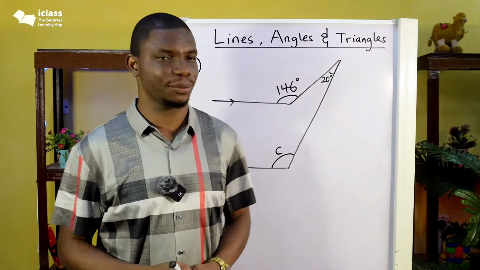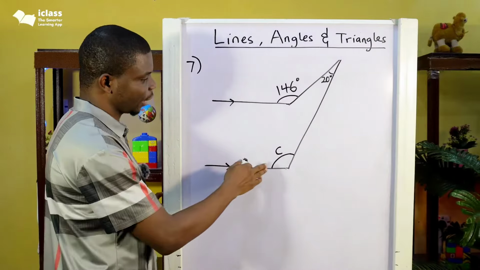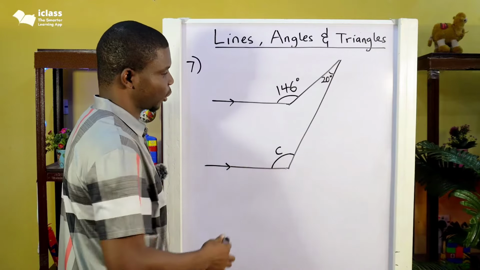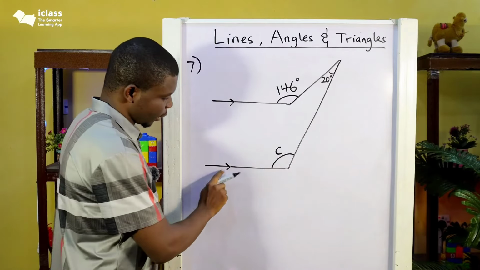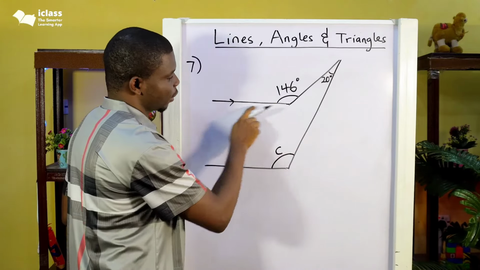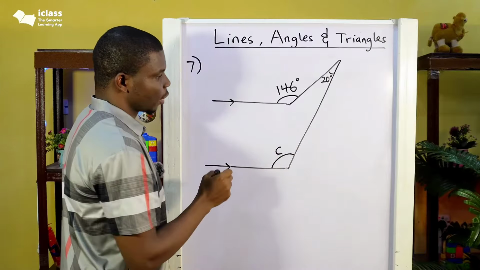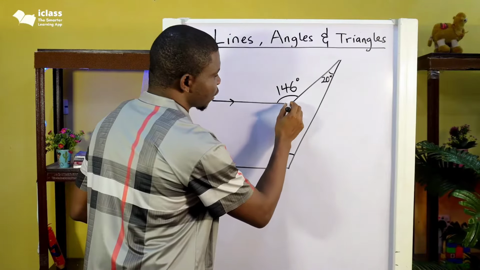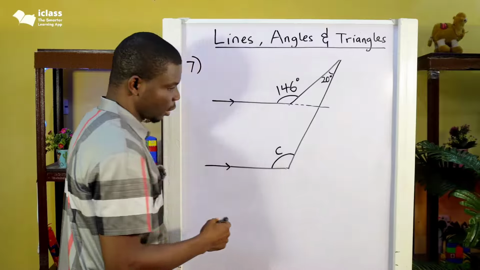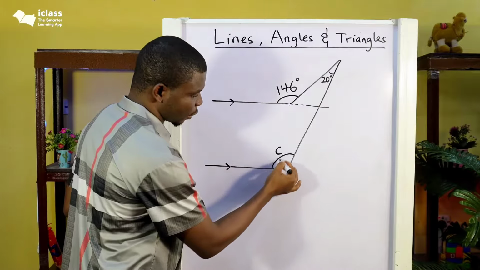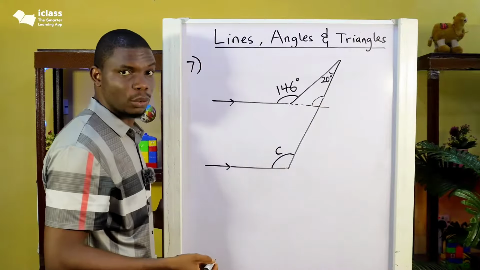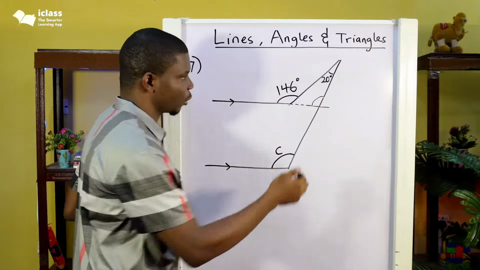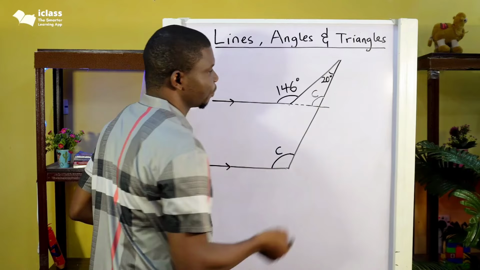Question number 7. Find the value of C in the diagram on the board. How do we go about this? You can see these are parallel lines, right? So if I extend this line like this, then this C and this angle that is formed here would be what? Corresponding angles. So this will be C as well.